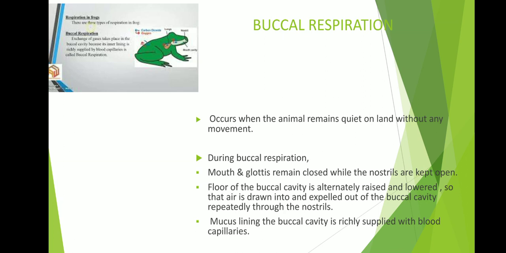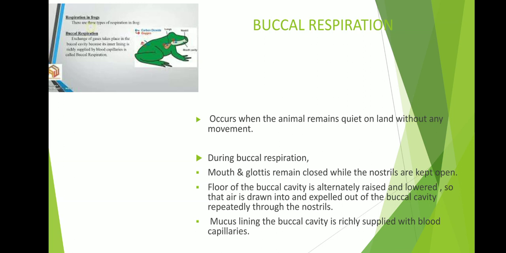Glottis leads to lungs. So if glottis is closed, no air enters or leaves the lungs. Because the glottis is closed, no air coming into the buccal cavity goes to the lungs, and no air from the lungs comes to the buccal cavity. It's strictly the respiration occurs through the buccopharyngeal cavity only.